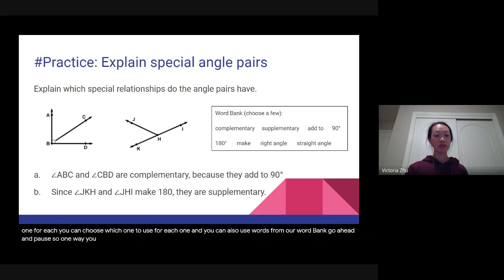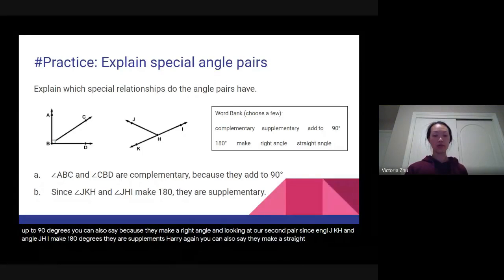So one way you can explain the first pair is angle ABC and angle CBD are complementary because they add up to 90 degrees. You can also say because they make a right angle. And looking at our second pair, since angle JKH and angle JHI make 180 degrees, they are supplementary. Again, you can also say they make a straight angle.